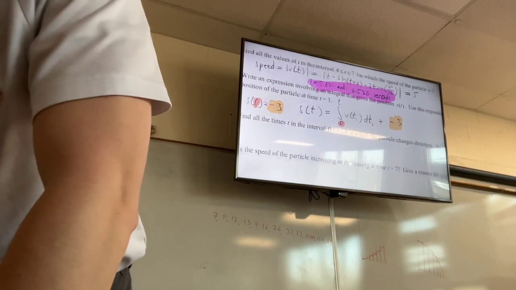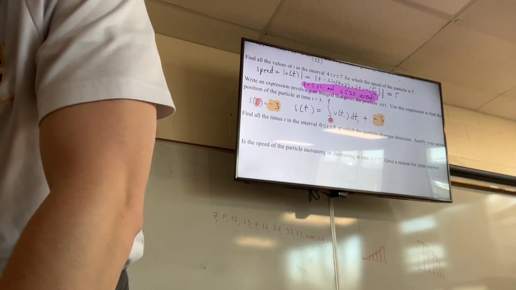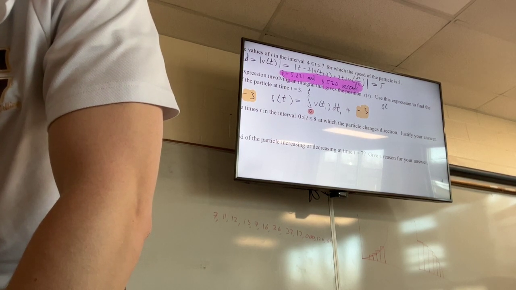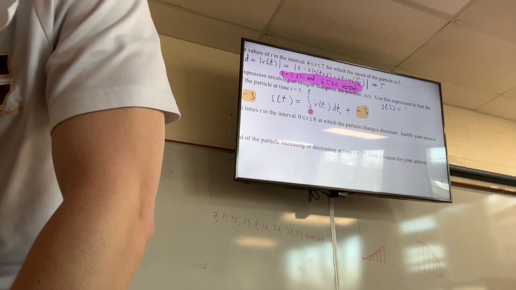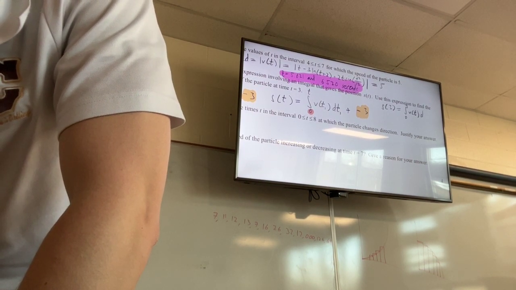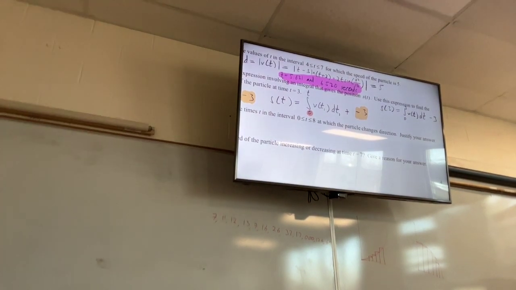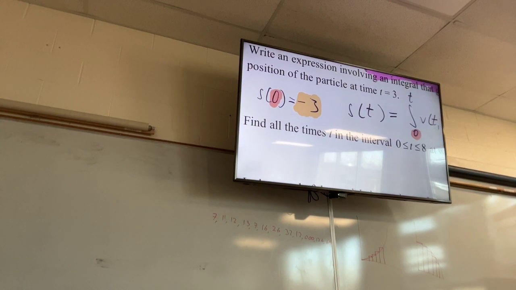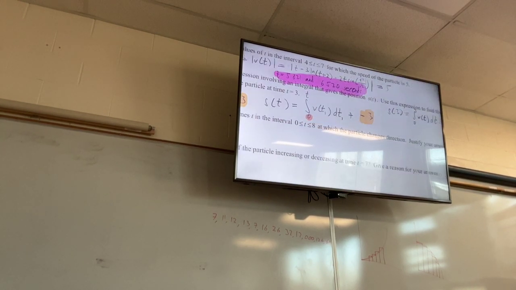Now use that expression to find the position of the particle at time t equals 3. So s of 3 is going to be the integral from 0 to 3 of v of t dt minus 3. Why am I plugging in 3? Because they say use this expression to find the position of the particle at time t equals 3. So they want you to find s of 3.